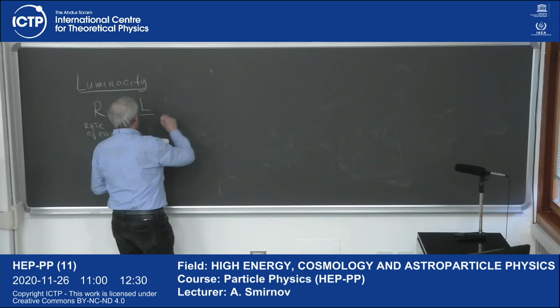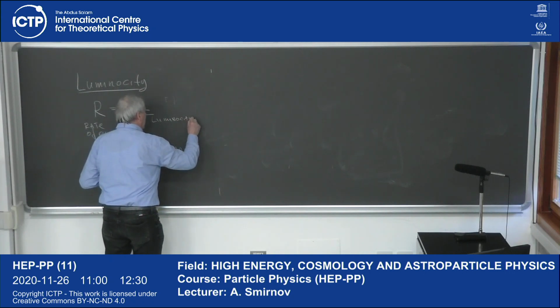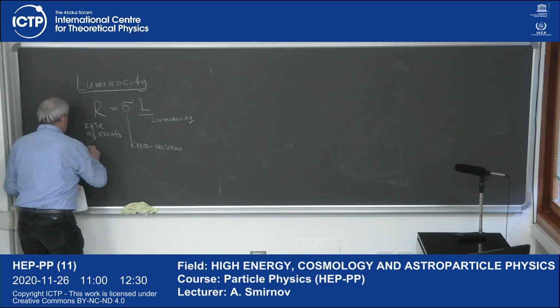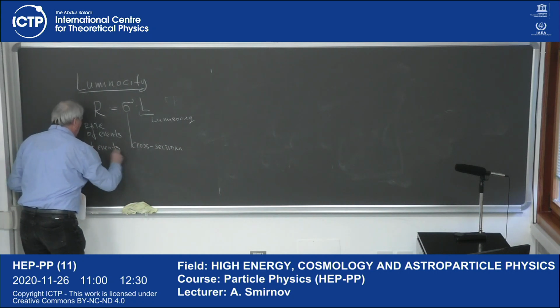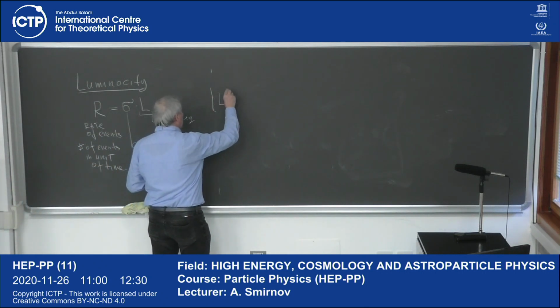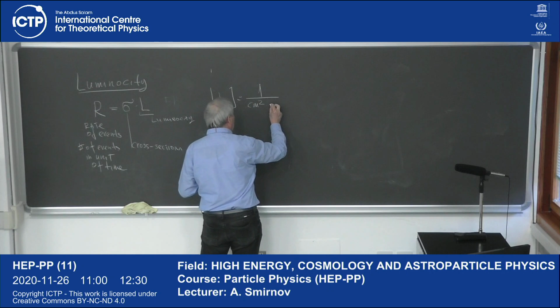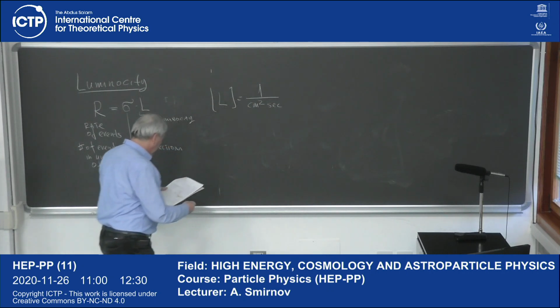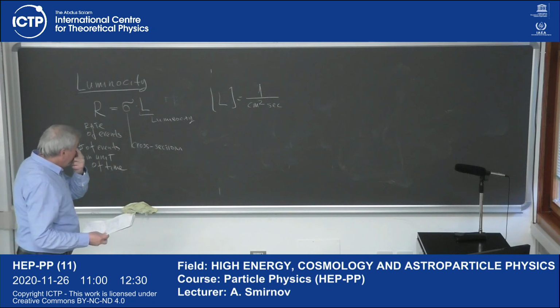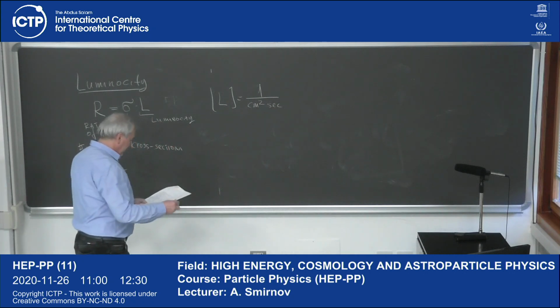Now, what is the dimension? So this is luminosity, and this is the number of events of a given type in a unit of time. So the dimension of luminosity is therefore 1 over centimeter square second. Let me show you how we compute luminosity for colliders, for instance for LHC, and we will have an exercise.